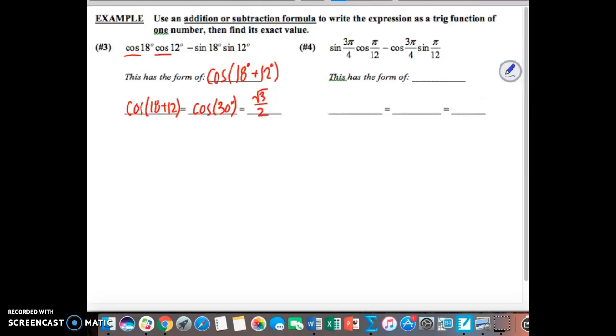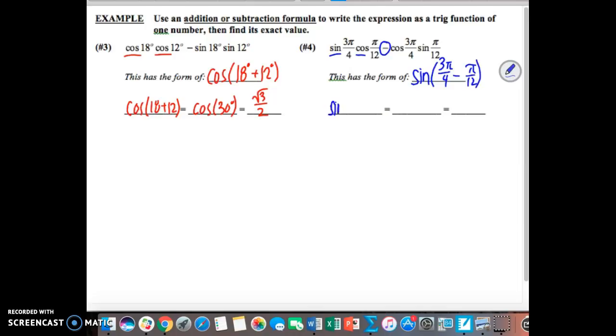Looking at our next example, we have sine of 3 pi over 4 times cosine of pi over 12 minus cosine of 3 pi over 4 times sine of pi over 12. Since it goes sine and then cosine, we know it'll be a sine formula. And sine is always as you see it, so since there is a subtraction sign, that means we're going to have sine of 3 pi over 4 minus pi over 12.